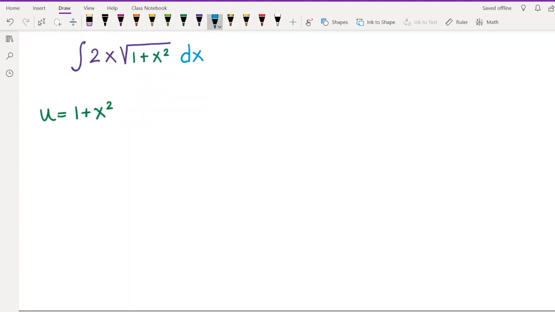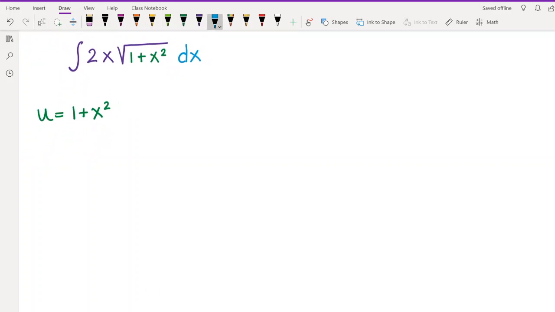Okay, so if we take the derivative of this equation right here, we have du dx is equal to the derivative of 1 plus x squared, which would be 2x.